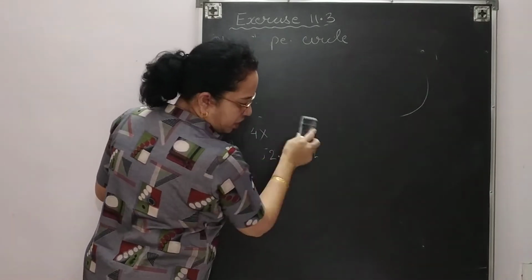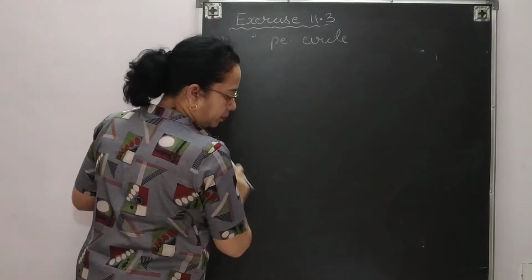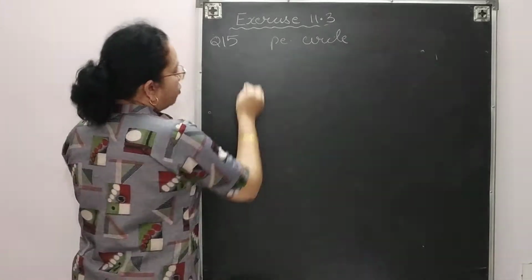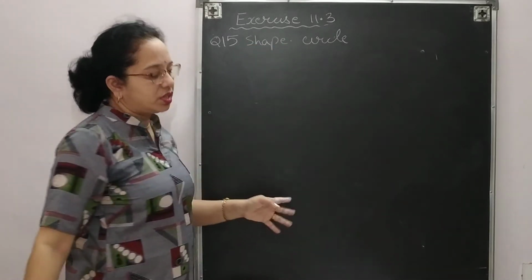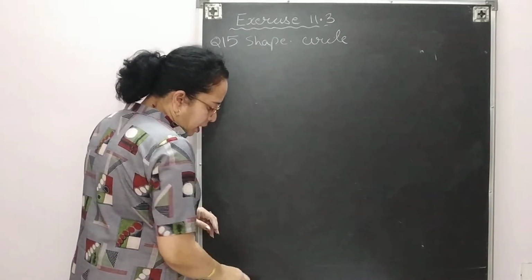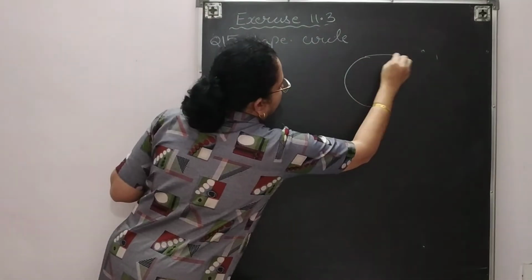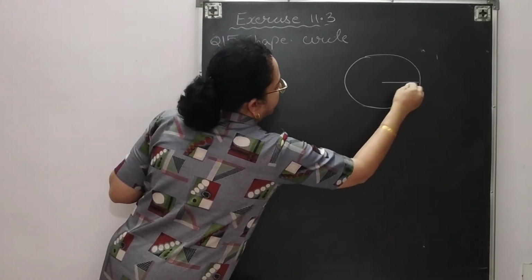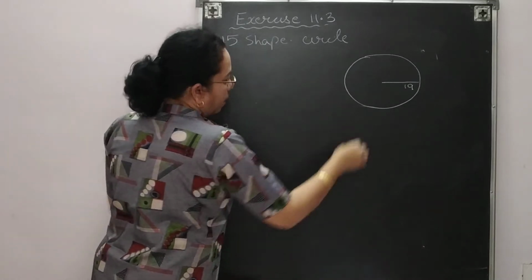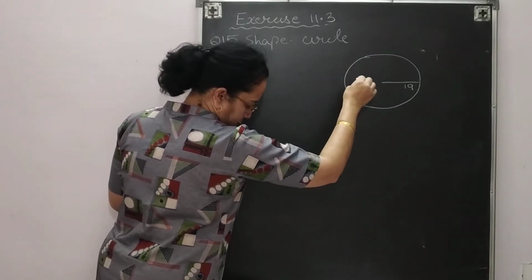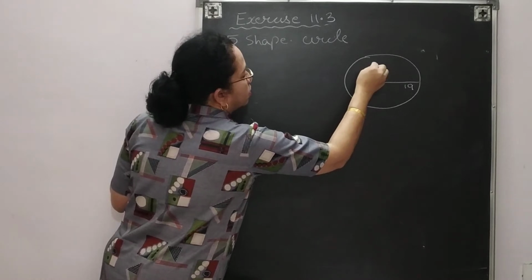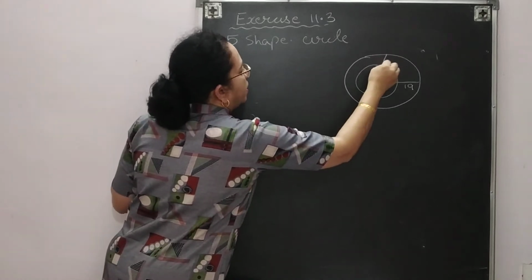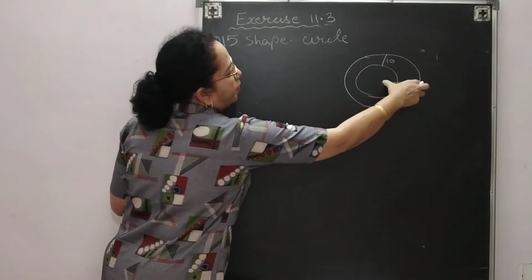And the next is question number 15. Question number 15, again the shape given is a circle. One figure is given here. The radius of this figure is given as 19 meter. Okay. And one more circle is given, and for this it is given only 10. So this complete length is 19.